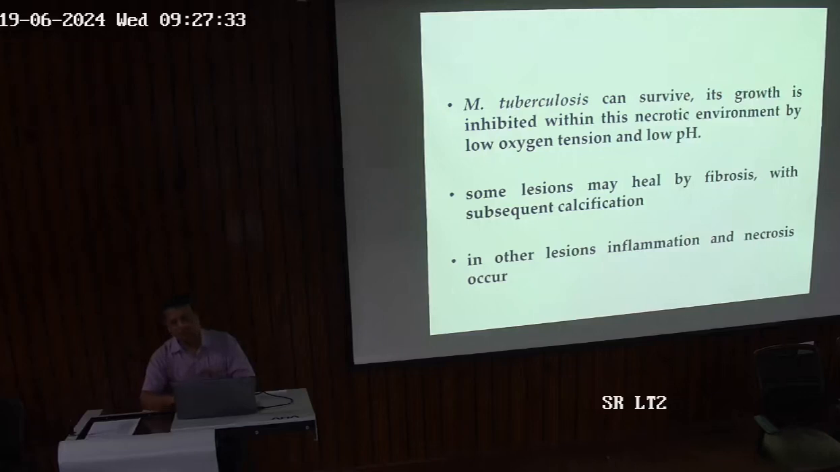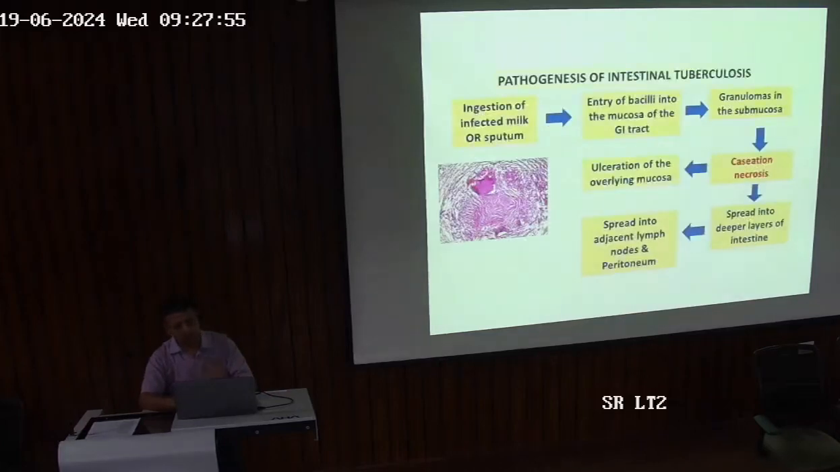So this necrotic environment again protects the bacteria because there is no cell and no oxygen. So this environment gives protection to the bacteria and increases its growth also. Now in the fate of the lesion, some of the lesions may heal with the help of fibrosis, later on calcification. So in summary, ingestion of the infected milk, entry of bacilli into the mucosa, then granuloma formation, then caseous necrosis. This may spread all over the body or ulceration can occur on the covering mucosa.